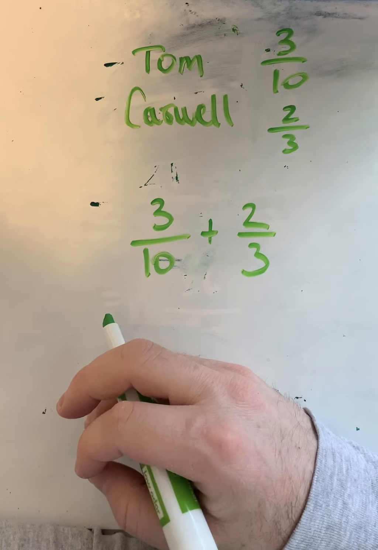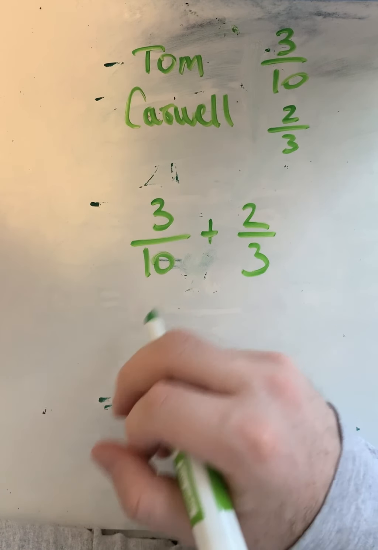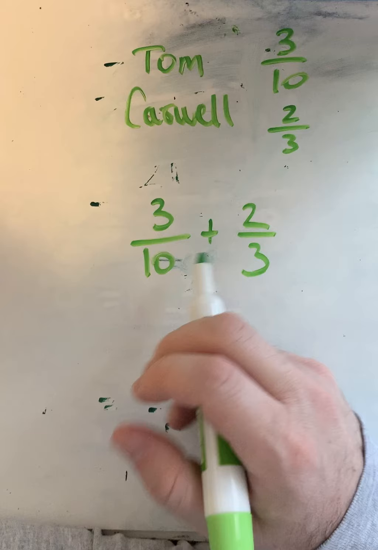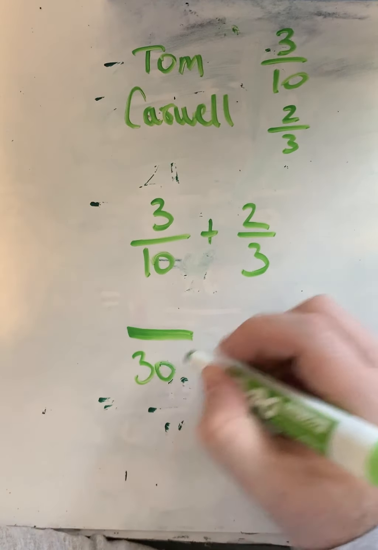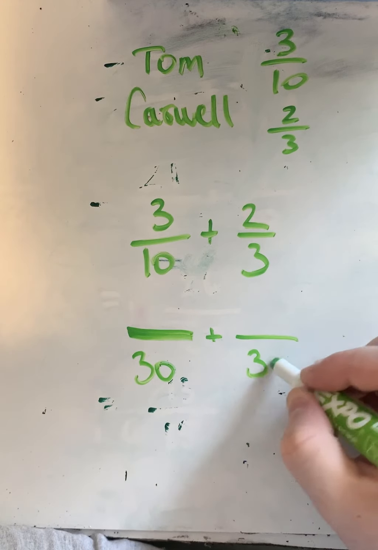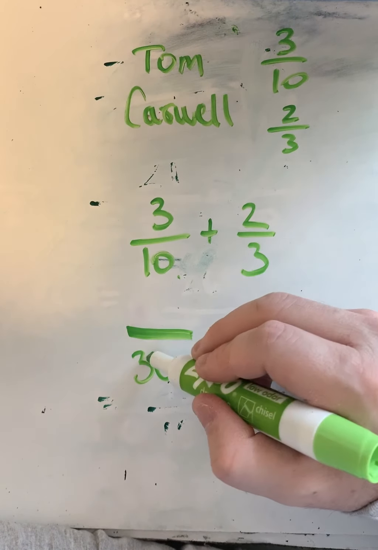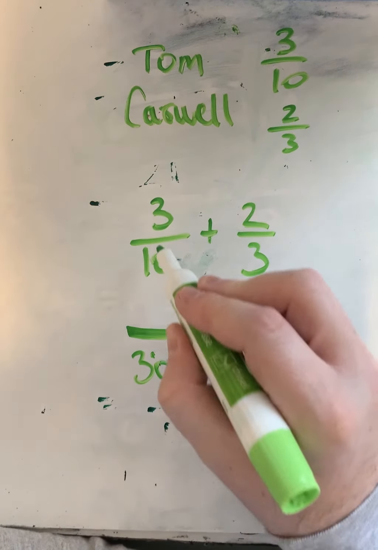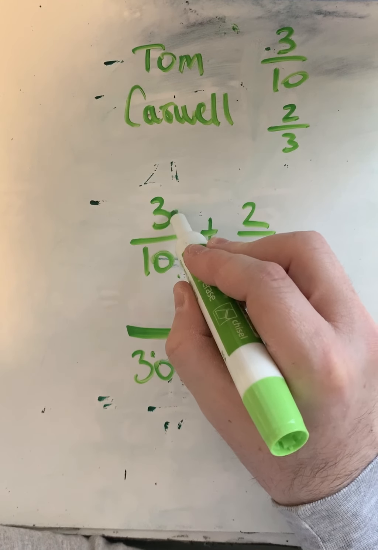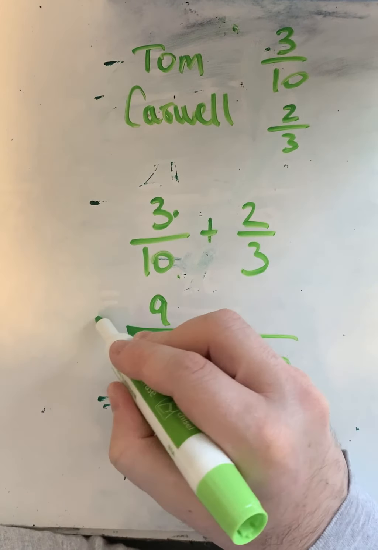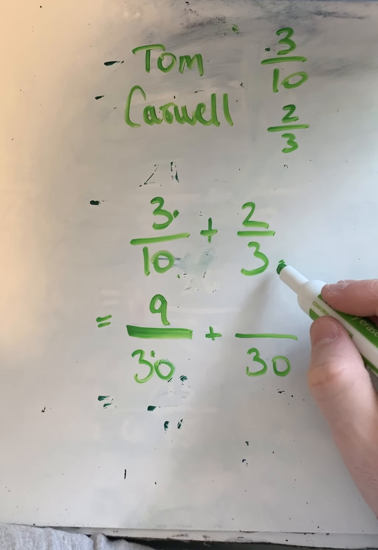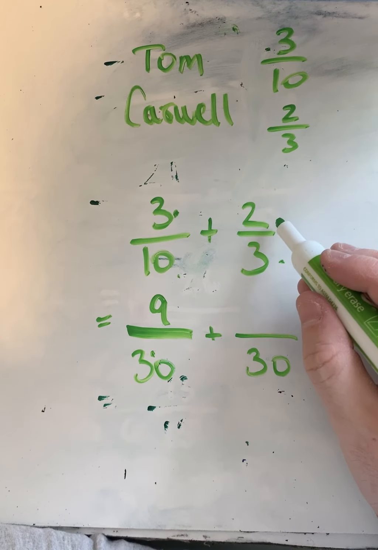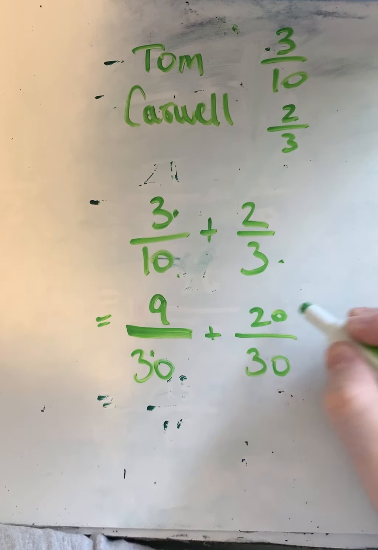So the first step is we need to find a number that both 10 and 3 will go into. So 10, no, 20, no, 30, yep. So let's put down 30 here, 30 here. How do I go from 10 to 30? I multiply by 3, so I'm going to multiply the top by 3. 3 times 3 is 9. How do you get from 3 to 30? Well, I'm going to multiply by 10. So 2 times 10 is 20.